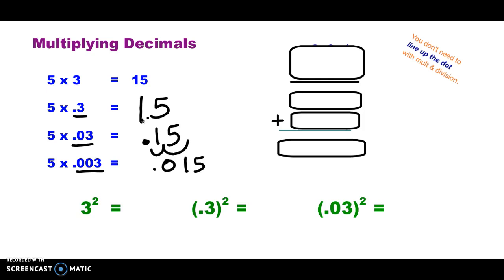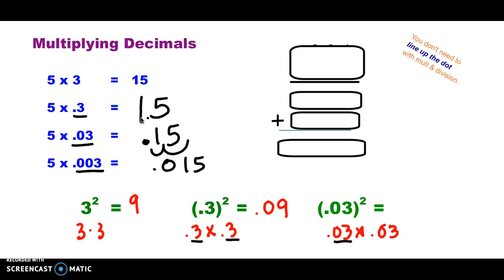We know that 3 squared is 9 because 3 squared is 3 times 3, and that's 9. And then we looked at 0.3 times 0.3. Well, there's one decimal place here and one decimal place here, so 1 plus 1 is 2. So our answer will have 2 decimal places. It would be 0.09.